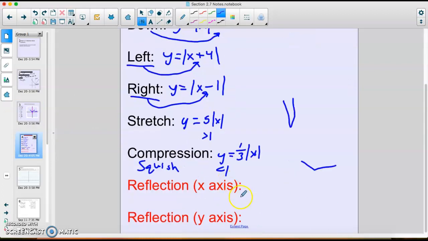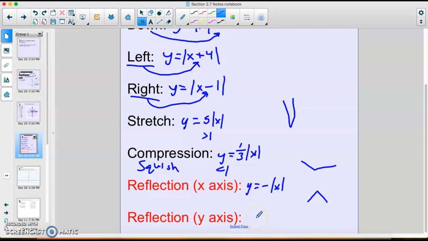So if we want to reflect across the x-axis, if we want to make it upside down, we're going to do y equals negative absolute value of x. Because anything in here is going to be positive, and then you have your negative sign hanging out here to make it negative.